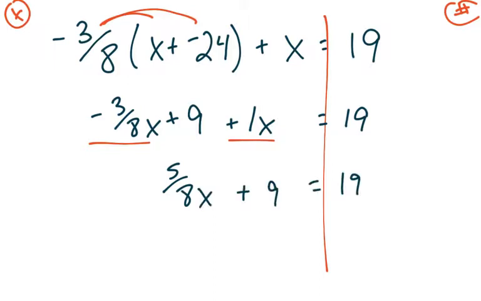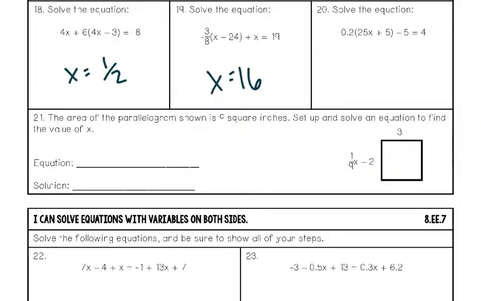I'm going to take away the 9 here because it's a plus 9, and I need to get rid of all of my numbers from the x side. So when I take away 9 from 19, I'm left with 10 equals 5/8 of x. So I'm going to divide by 5/8 to solve, and I end up with my final answer of x equals 16.